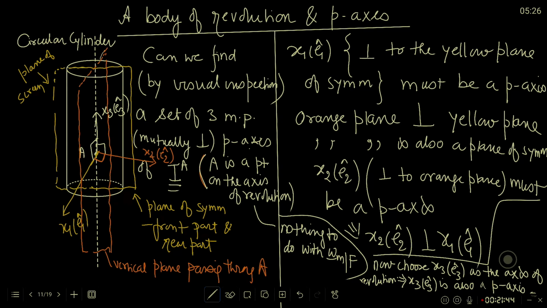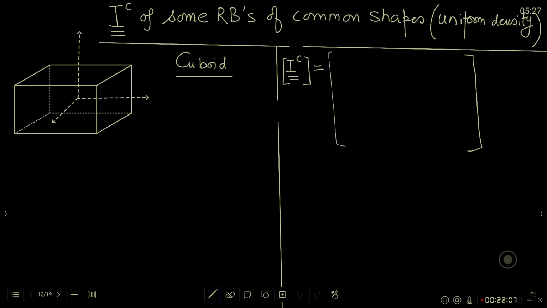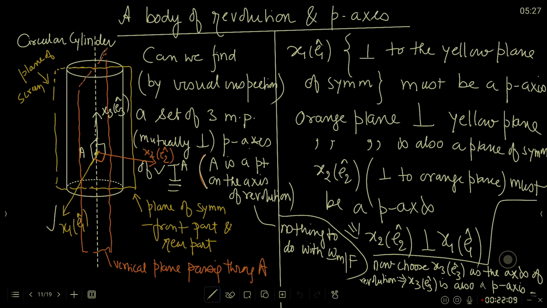That's what is happening. By symmetry argument, I say x1 e1 is a p-axis. By symmetry argument, I say x2 e2 is a p-axis. And since x3 e3 is an axis which is perpendicular to both x1 e1 and x2 e2, it means x3 e3 is also a p-axis, right? If x3 e3 is also a p-axis, then we have found a set of three mutually perpendicular p-axes for a body of revolution.